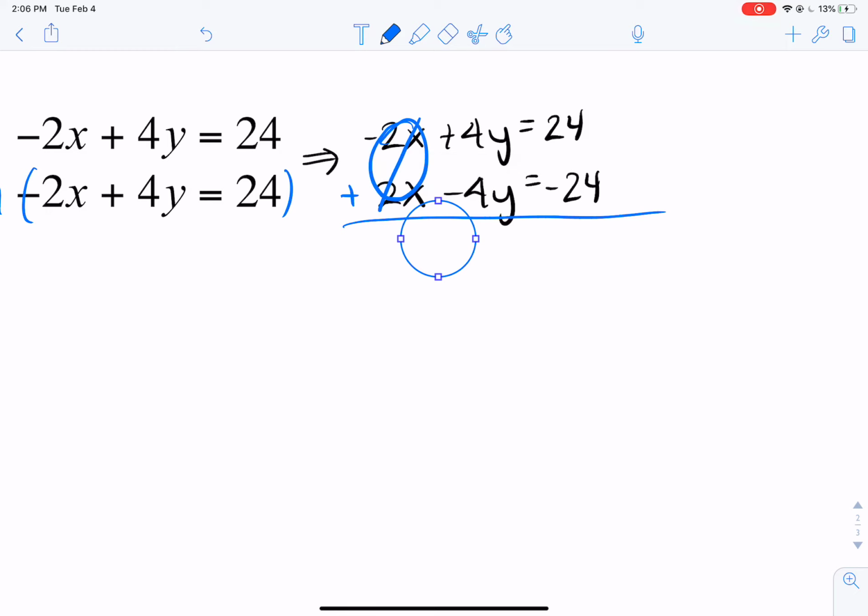So 0. And 24 plus negative 24 is also 0. So everything right here got eliminated.